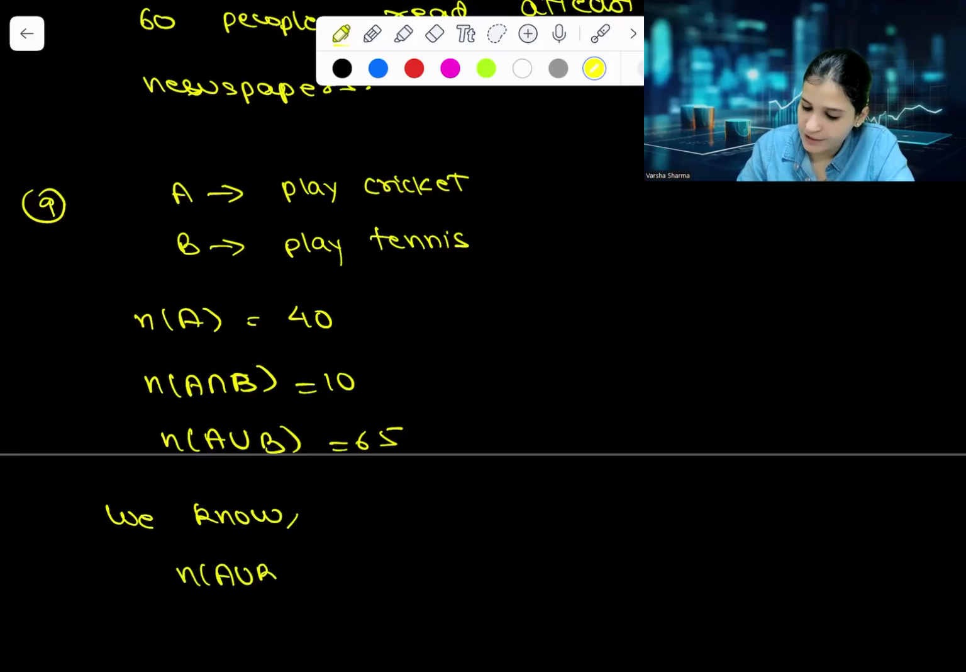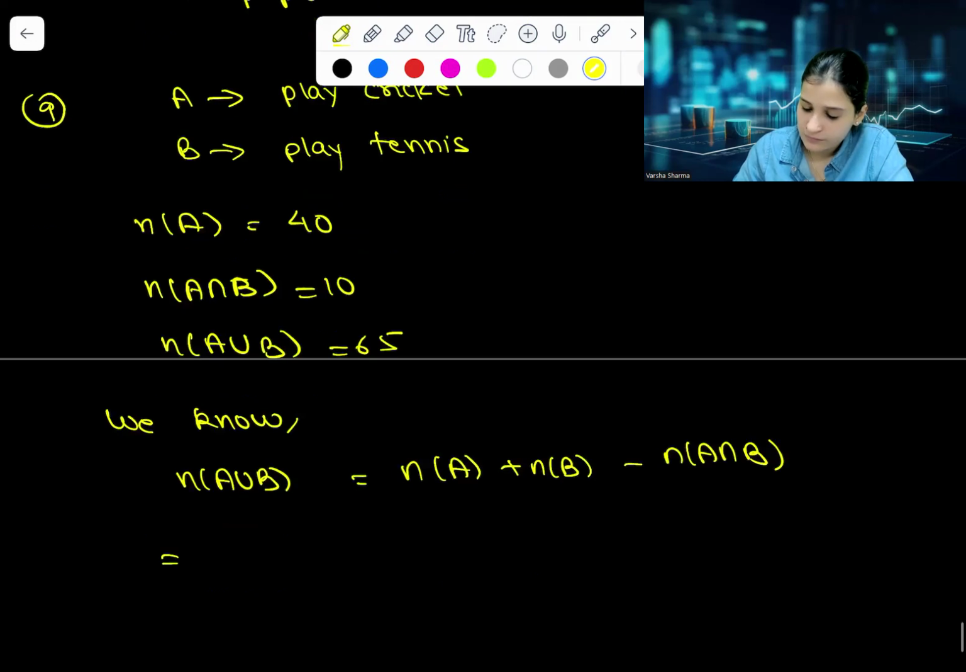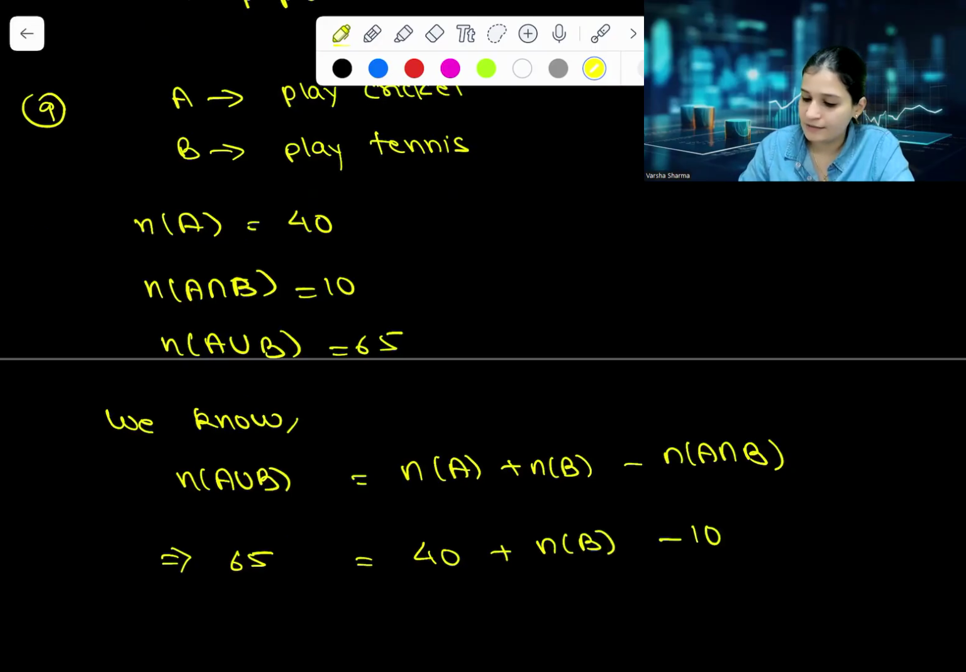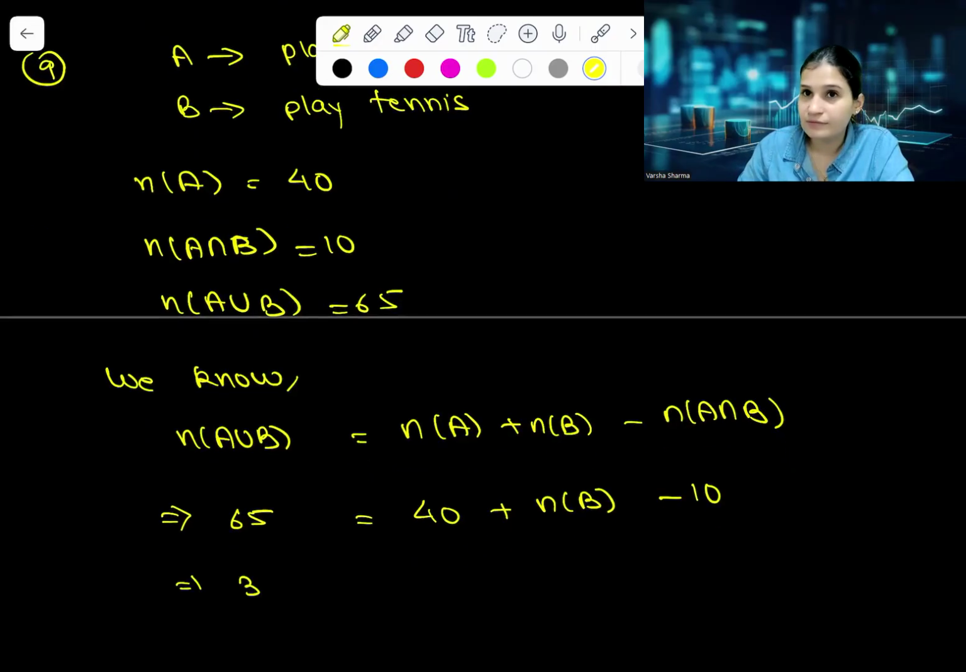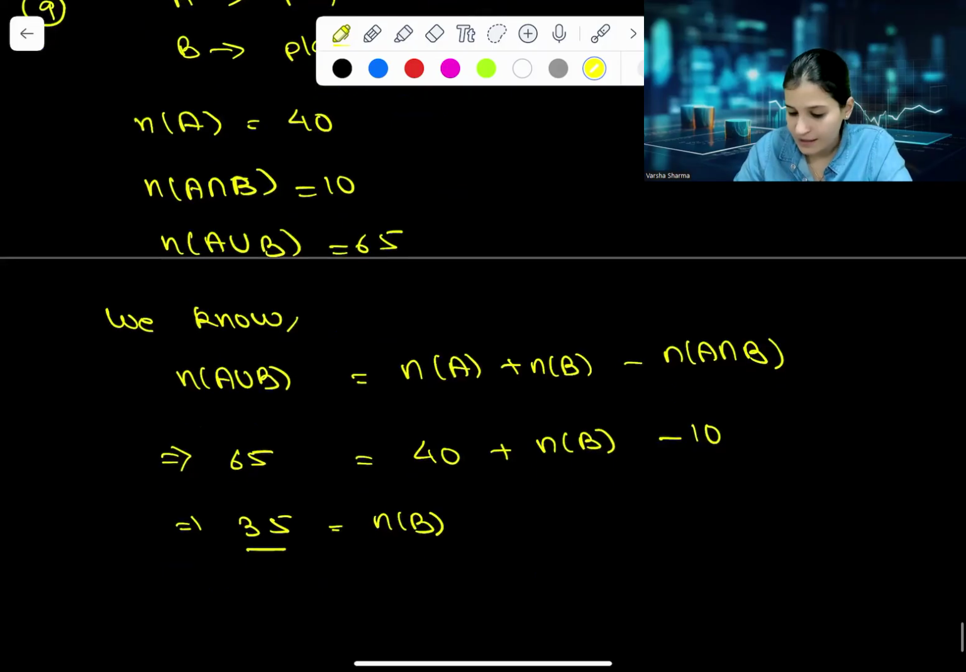First, using the formula, n of A union B equals n of A plus n of B minus the intersection. So 65 equals 40 plus n of B minus 10, which gives 35. So n of B means there are 35 people who play tennis.